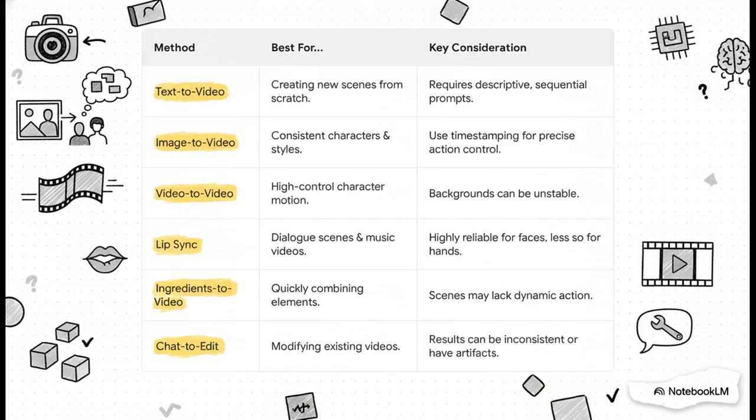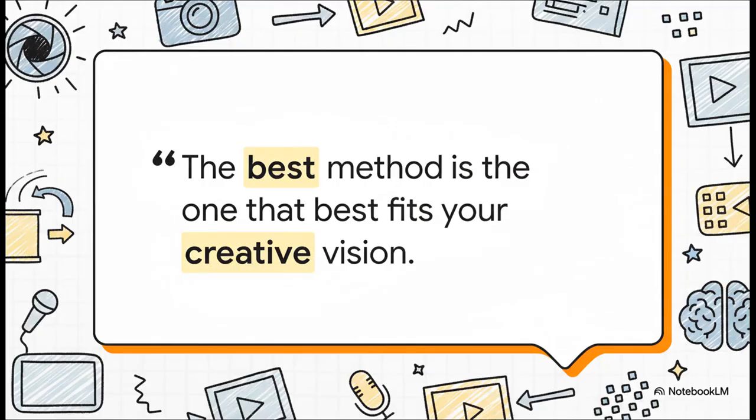To smash elements together quickly, try ingredients to video. And finally, to tweak what you've already got, chat to edit is the way to go. So you see, in the end, there really is no single best method. It doesn't exist. The most powerful tool is always going to be the one that closes that gap between the incredible vision you have in your head and the final video you see on the screen.